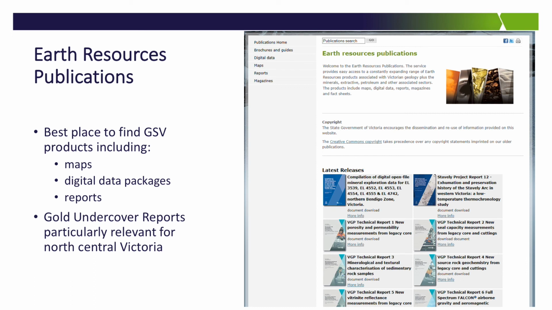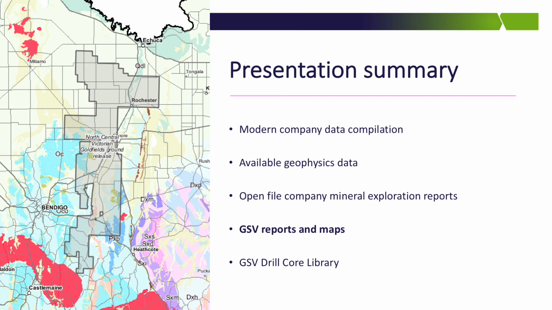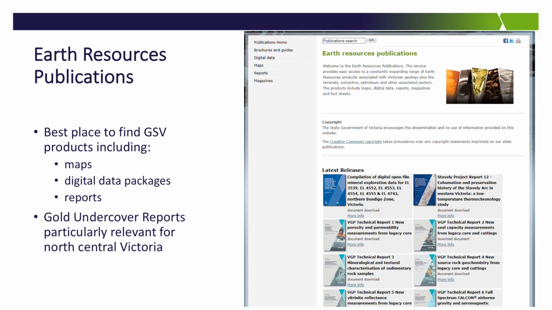For GSV products, the best place to go is Earth Resources publications. And again, this is accessed through the Earth Resources website. So as I said, this was previously known as the online store, and it's the best place to find GSV products. It's easy to navigate, and you can access all of our mapping products, digital data packages, reports, and more.